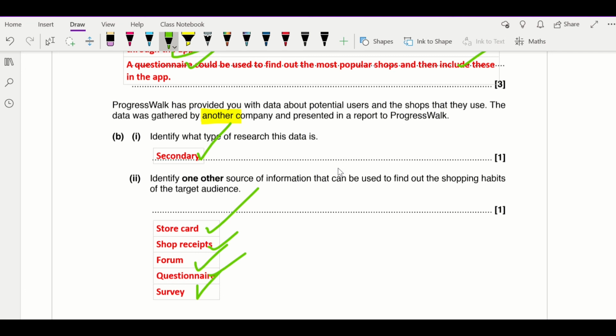So hopefully that's been useful, and the next one we'll look at question number 4.